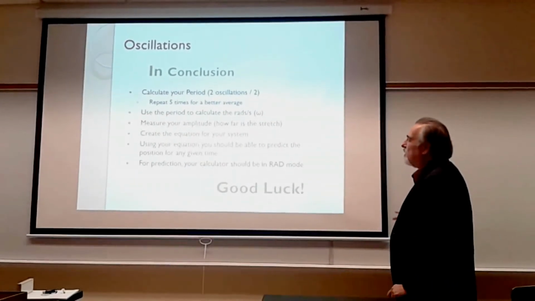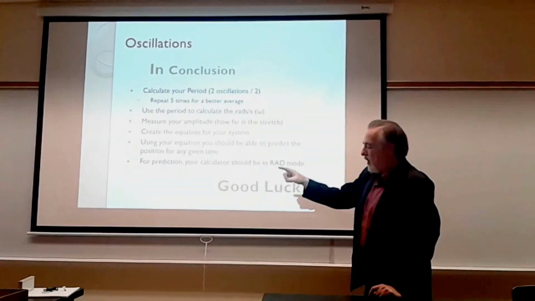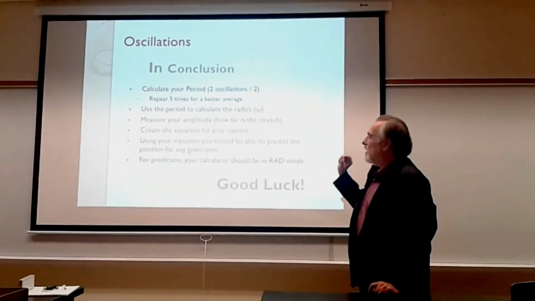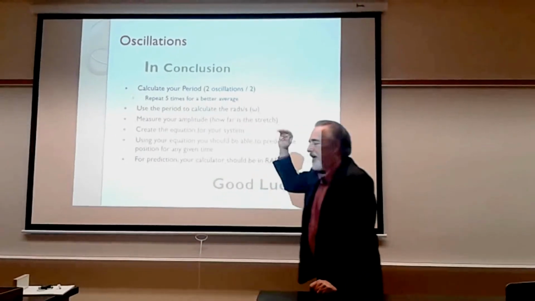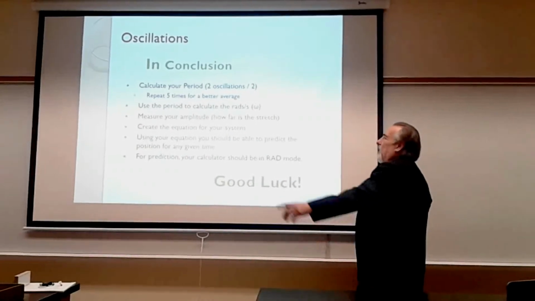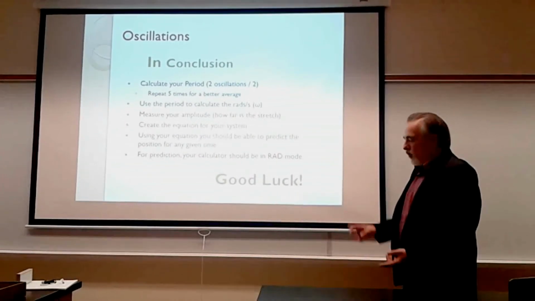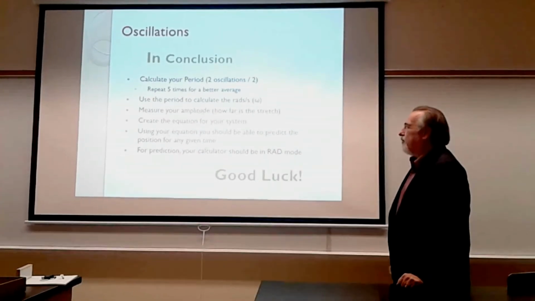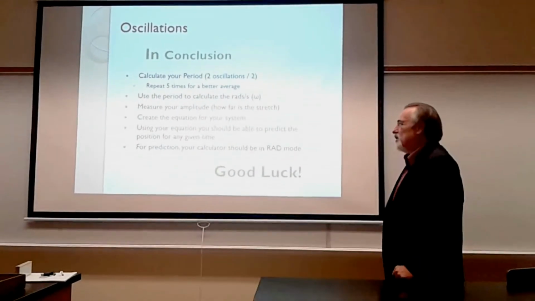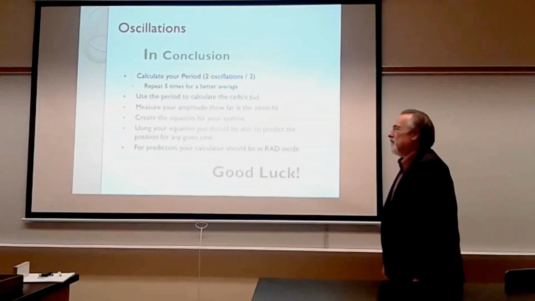So, in conclusion, we're going to calculate the period: 2 oscillations, pulling it down, having it go back to that point again, and divide by 2. Repeat that 5 times so you could get a good average for your period. You use that period to calculate your rads per second. Of course, you measured your amplitude to figure out how far the stretch is for your particular system, and you've created an equation for your system.